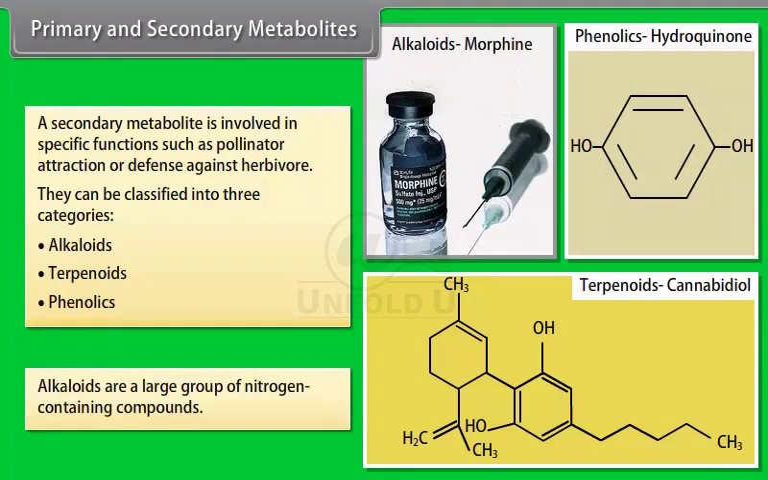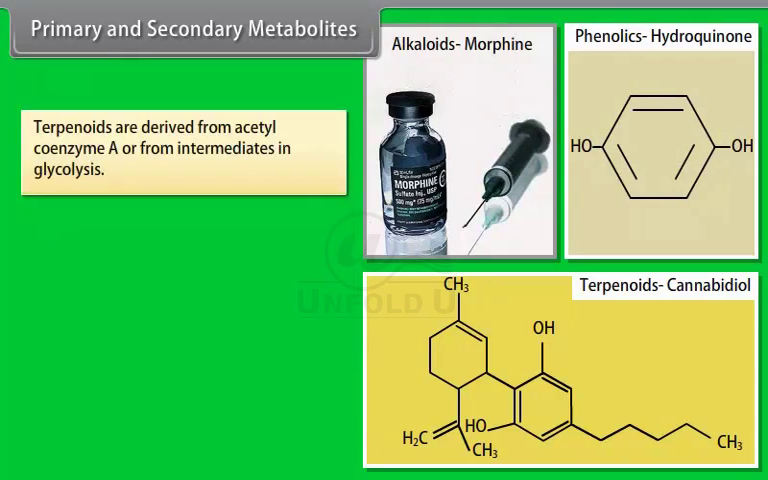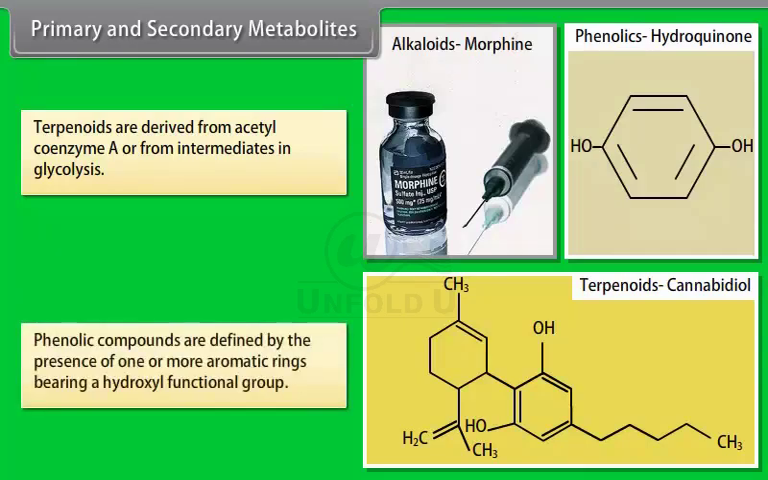Alkaloids are a large group of nitrogen-containing compounds. Terpenoids are derived from acetyl coenzyme A or from intermediates in glycolysis. Phenolic compounds are defined by the presence of one or more aromatic rings bearing a hydroxyl functional group.